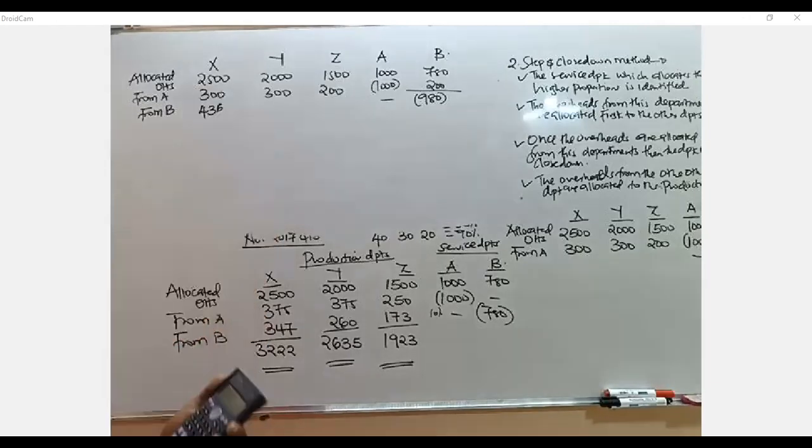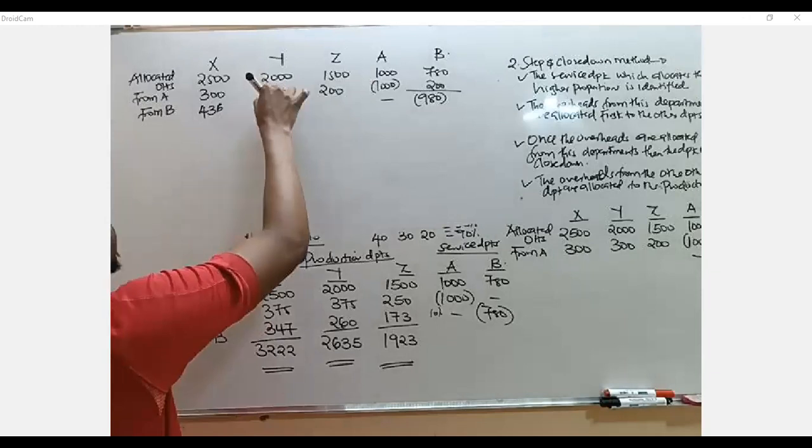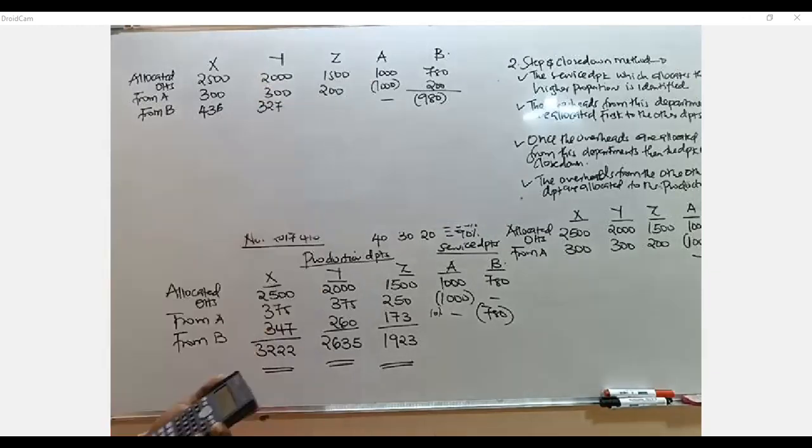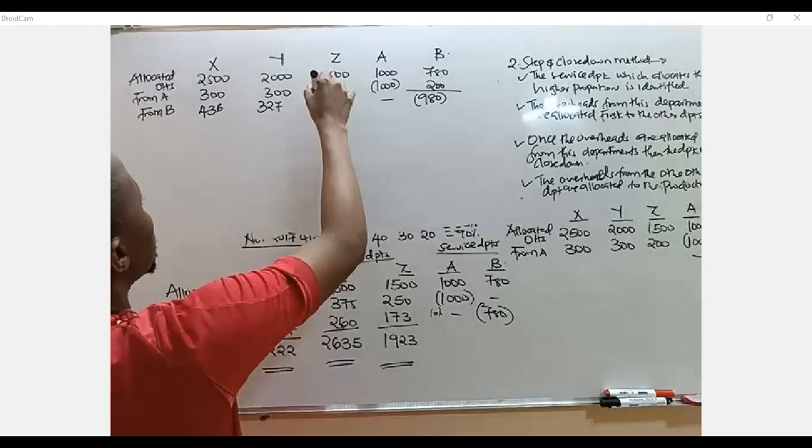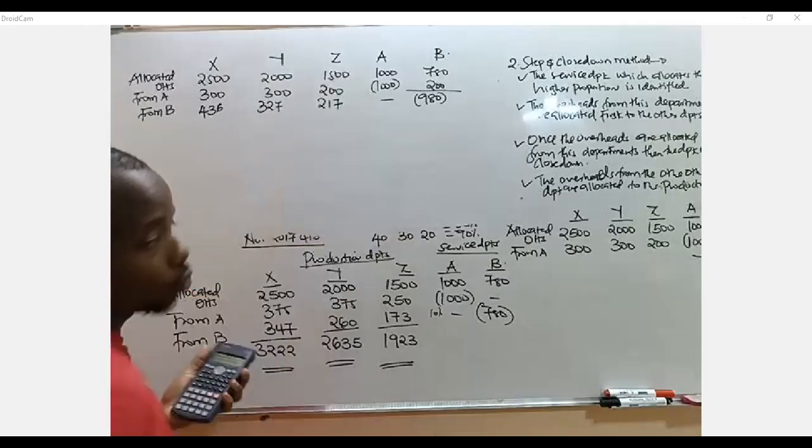The second one will be how much? The second one I can see is 30. 30 divided by 90, then we multiply by 980, getting 327. 327. Then the last one is 20, not 0.2, but 20 divided by 90. Then we multiply by 980, getting 218. Let me say 217, so that it becomes the total.